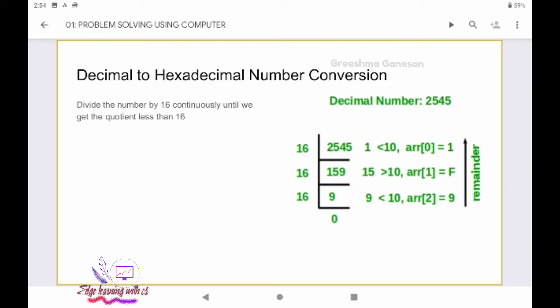And after that again I am dividing it by 16. I am dividing the number 159 by 16. Then I am getting the answer 9. 16 into 9 will give you the answer 144.